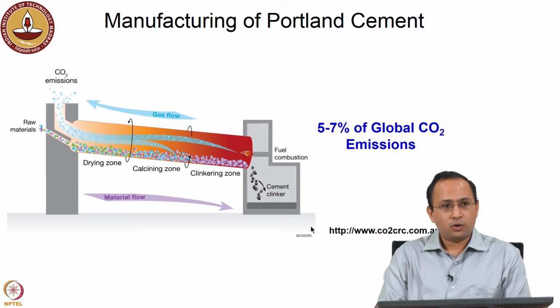As we all know, concrete is the most used man-made material in the world, so it is obvious that we need to look into the carbon footprint of Portland cement, which is the binding phase of concrete. And we know that 5 to 7% of global CO2 emission is attributed to Portland cement manufacturing. Primarily it is due to the calcination of limestone, which is used to manufacture Portland cement.